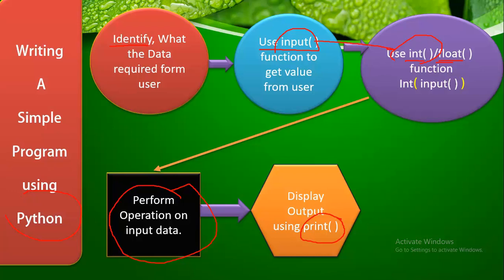Means you have three things to keep in mind. First is the input, then conversion into the particular data type, integer or float, then what operation you have to perform, then print. These are the three main fundamental things which you have to keep in mind while you are writing a program. Okay, now I am going to give you an example of how you can write a program.